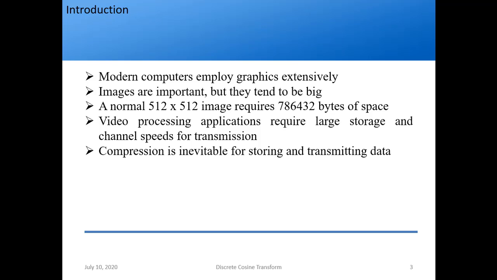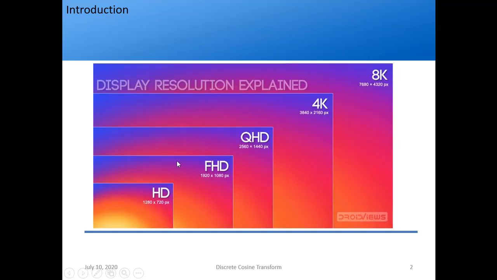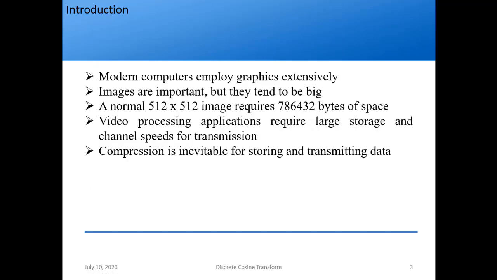The second thing is images are important. But what is the problem? They tend to be big. You saw in the previous slide, if I consider this as an HD image, it is 1280 by 720 pixels. If you are not getting an idea how big it is, let's see that with the help of an example. Let's take a normal 512 by 512 pixel image. It consists of 786,432 bytes.